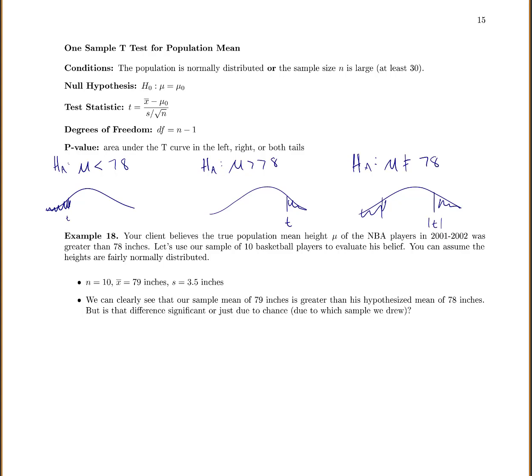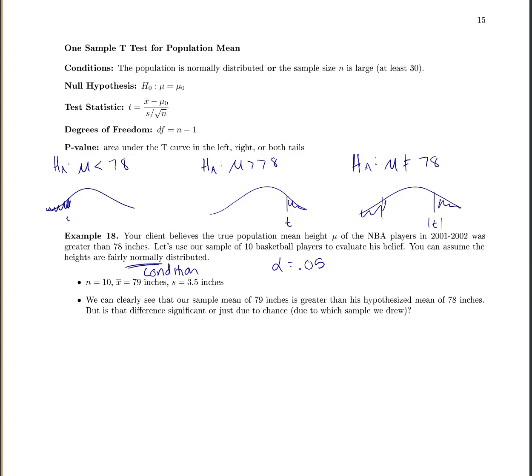So let's say your client believes the true population mean mu of MDU players in 2001 and 2002 was greater than 78 inches. Let's use our sample of 10 basketball players to evaluate his belief. You can assume the heights are fairly normally distributed. So that normal is important, that means our condition is met. And it didn't tell us what alpha to use, so if you don't have a reason to pick a specific alpha, we'll just always go with the default of 0.05.